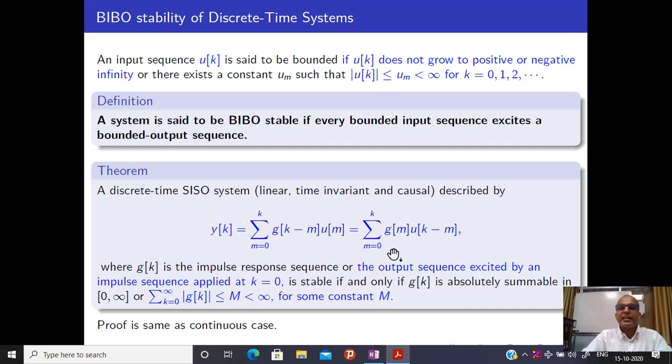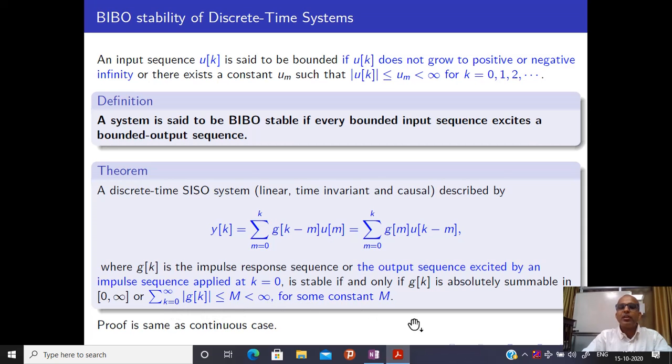After that we say that the system is bounded input bounded output stable if g_k is absolutely summable. In the case of the continuous time system, g(t) comes in place of g_k, and it must be absolutely integrable. Now we are just saying that it is absolutely summable. So that kind of replacement we have done.